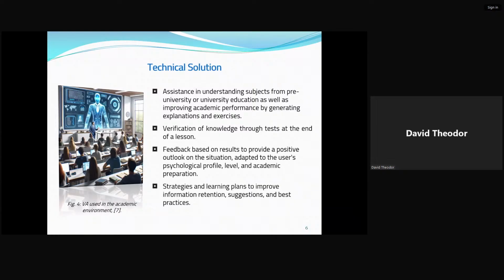Because the students that are from pre-university fields will have a different approach than the ones that are already in a university education. And also strategies and learning plans to improve information retention, suggestions, and best practices in order to learn and to better store your information on the subject.